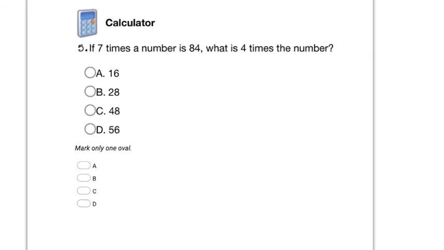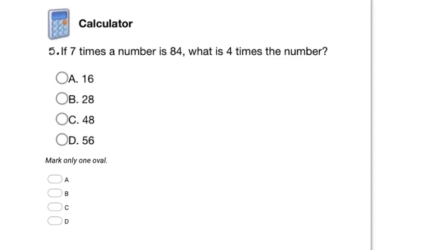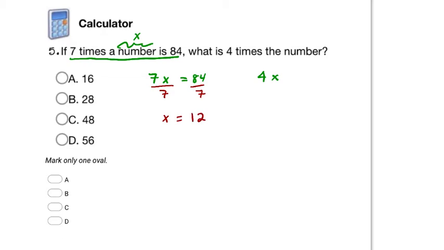Number 5. This is a calculator question. I'm not sure why you'd need one. It says if 7 times a number is 84. Whenever you have a number you don't know, call it x or n, some variable. So x is our number, and then they want to know what is 4 times our number. Well, use this equation to figure out what x is. Then use this to figure out what 4 times x is. Because now we know what x is, we can answer the question.